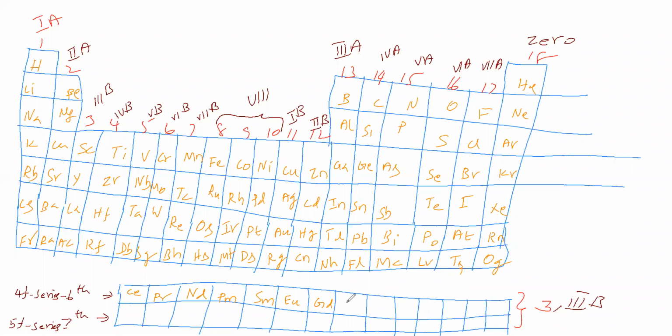gadolinium, terbium, dysprosium, holmium, erbium, thulium, ytterbium, lutetium. Next actinides: thorium, protactinium, uranium, neptunium, plutonium, americium, curium, berkelium, californium, einsteinium, fermium, mendelevium, nobelium, lawrencium. Okay. Now we will see the atomic number.